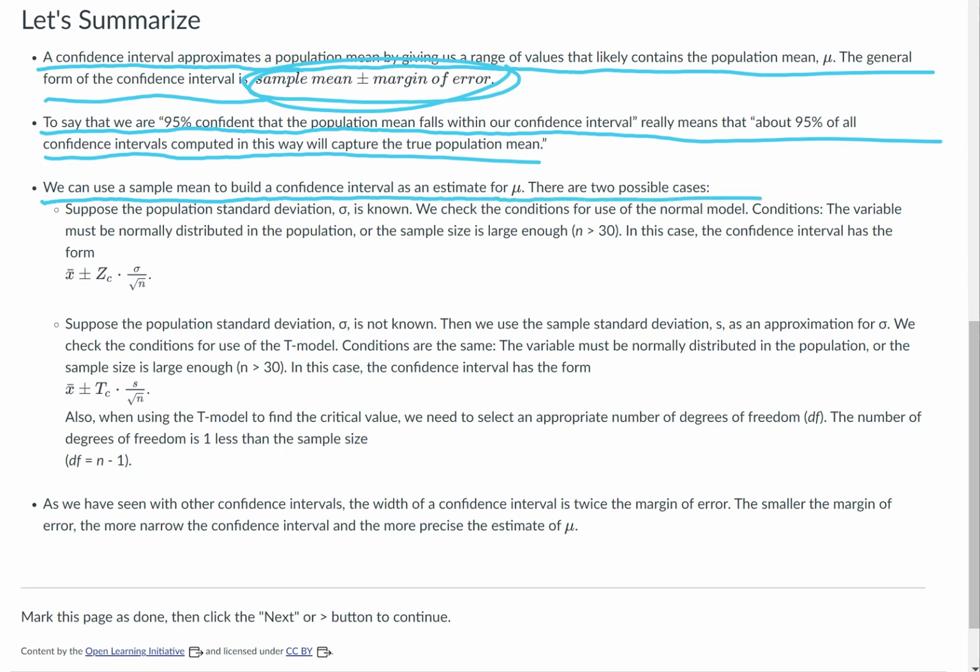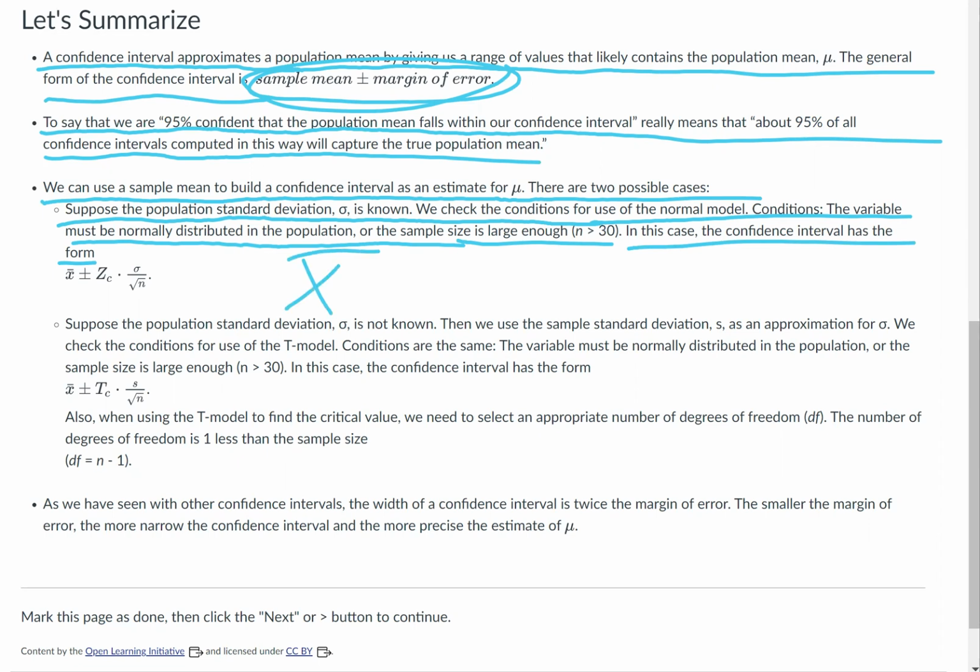There are two possible cases. Suppose the population standard deviation sigma is known. We check the conditions for use of the normal model. Conditions: first, the variable must be normally distributed in the population, or the sample size is large enough, in other words, n greater than 30. In this case, the confidence interval has the form x bar, the sample mean, plus or minus the critical z-score times sigma over the square root of n.